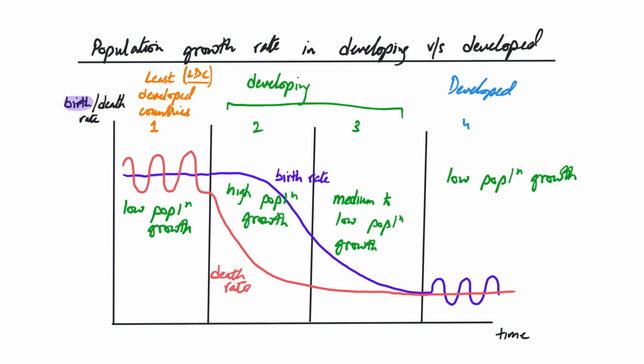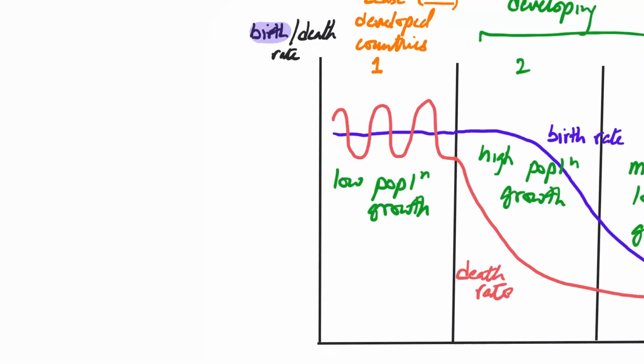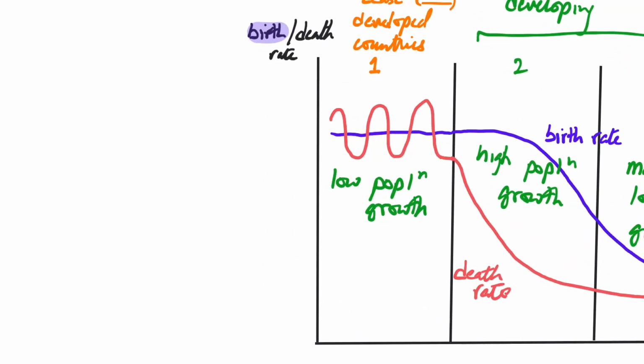The reason why in phase 1 you have a high birth rate and a high death rate is because you have many wars, famine, lack of education, and family planning.